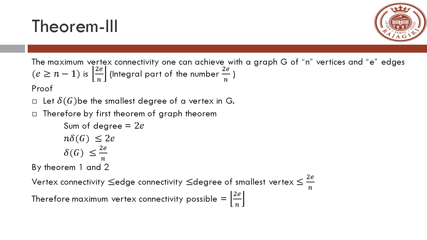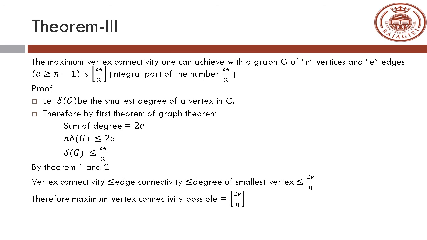Now theorem 3. Using this theorem, we can find the maximum vertex connectivity one can achieve from a graph G. The maximum vertex connectivity one can achieve with a graph G of n vertices and e edges, where e is greater than n minus 1, that means the graph is a cyclic graph which is not a tree, is given by the integral part of 2e divided by n.